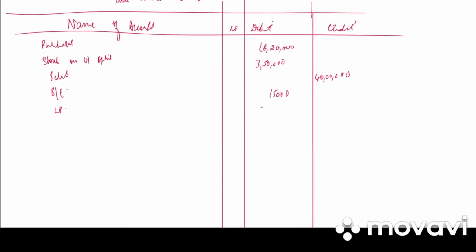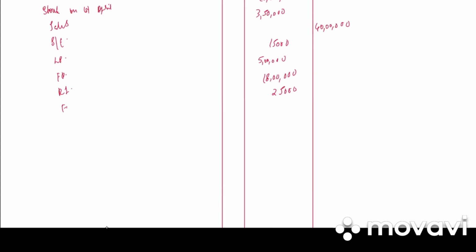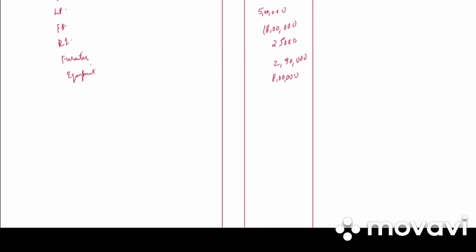Leasehold premises, you need to write the full form of everything. Short forms are not allowed. 5 lakh. Freehold premises 18 lakh. Return inward 25,000. Furniture and fixtures 2,90,000. Equipment 8 lakh. Repairs to equipment 5,000.